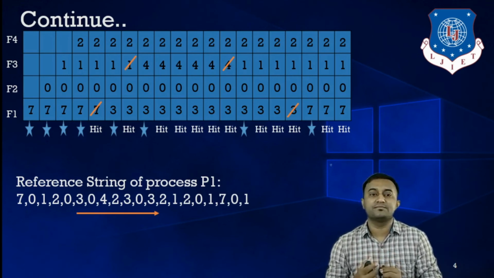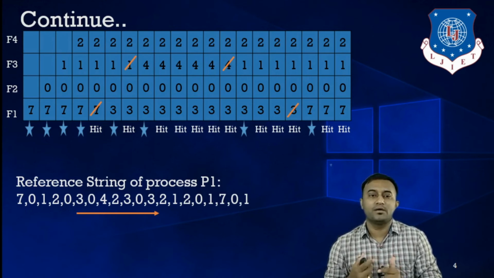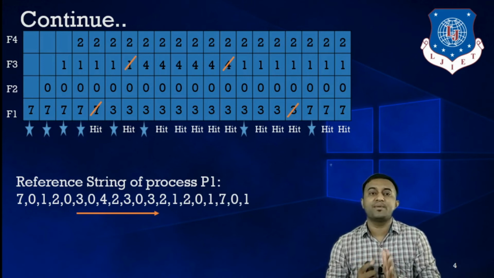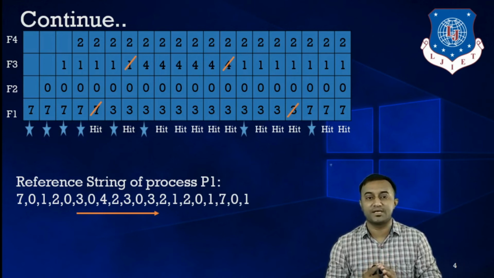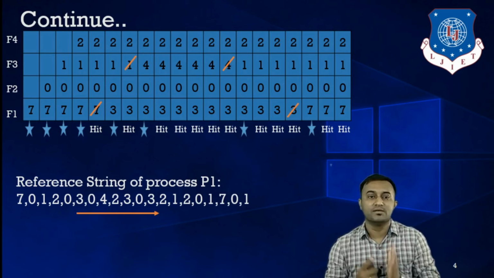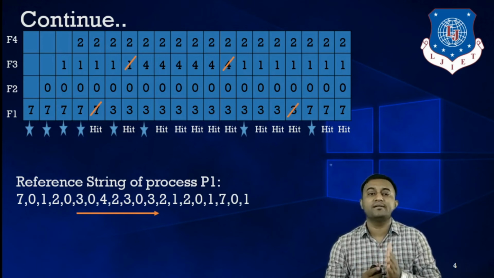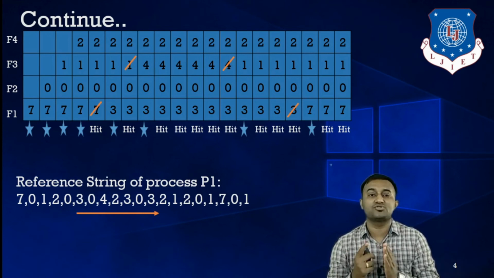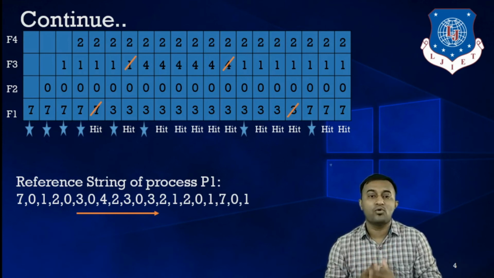Now the next demanding page of CPU is what? Page number 2. Page number 2 is already there. Yes, it is already there. So simply copy paste operation and it would be considered as hit. Then page number 3. Page number 3 is already there. So hit would be considered. So simply copy paste operation. Then page number 0. Page number 0 is already there. So again there is a hit. Then page number 3. Page number 3 is already there. So again there is a hit. Now page number 2. Page number 2 is already there. So again there is a hit.